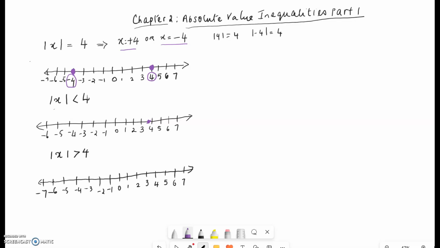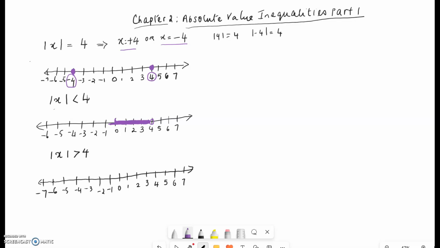Now anything to the left of 4, since it's not including 4, we're going to put a hole there. Anything to the left of 4 up to 0 should work. So let's think about it. What if it's a 1.5? Absolute value of 1.5 is less than 4. What about 3.25? The absolute value of 3.25 is less than 4. So anything in this range from 0 to 4, not including 4, works.